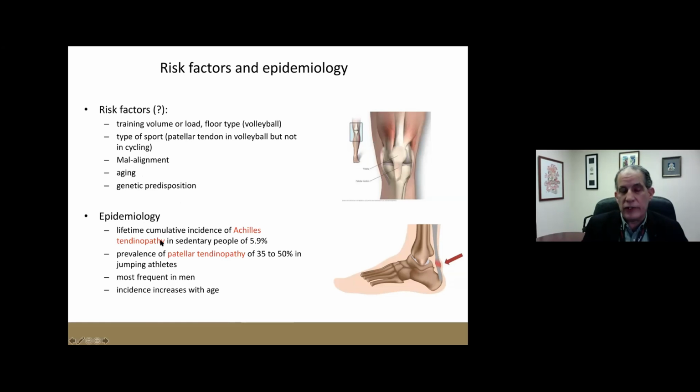As we said before, it's very common. Lifetime cumulative incidence of Achilles tendinopathy is about 6%. And this is in sedentary people, the general population. In jumping athletes, volleyball, basketball, track, it's much higher. Patellar tendinopathy, 35 to 50%. It's most frequent in men, and the incidence increases with age. So the purpose of this slide is to define who is the typical patient that we see in our clinic, the typical athlete.